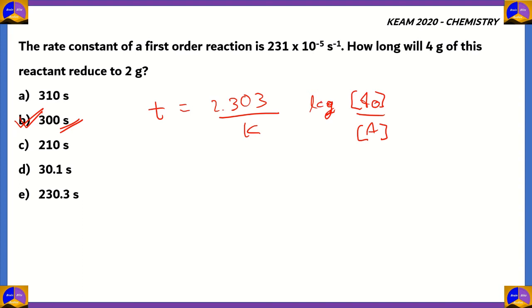So now we know log 2, and then we also put in the other values. Everything's put in. You just have to divide 2.303 by the rate constant, and after simplification you'll get your answer to be option B, that is 300 seconds.